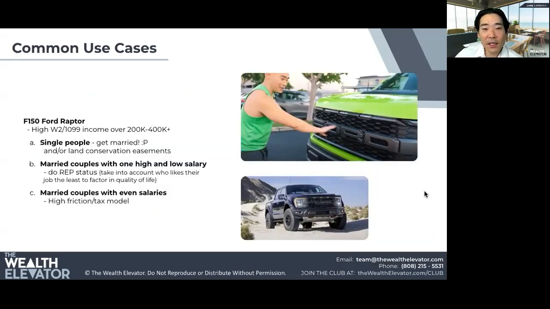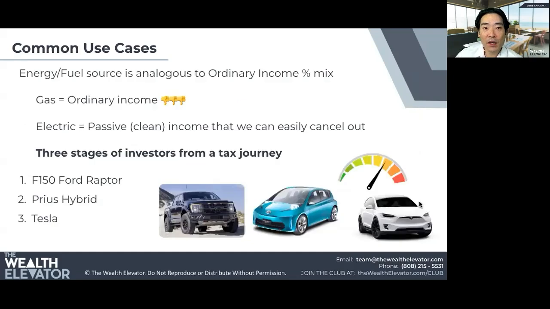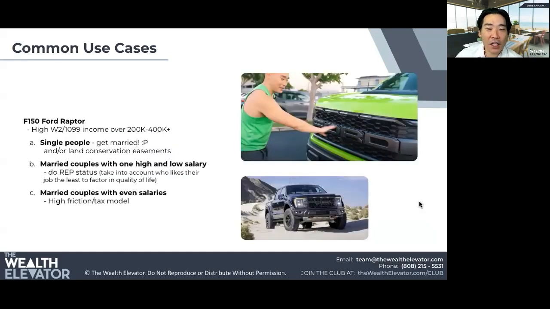So some common use cases out there: most of you who are starting out are going to be in the gas guzzling truck mode, a lot of ordinary income. You need it when you first start out, right? When your net worth is under $1 million or $2 million. I think once you hit about $2.5 million, that's the point where you really start to feel like you're hitting critical mass. Certainly at that point, you're going to feel like you're moving forward. But if you're not implementing these strategies, it's going to take forever to get even to that point.